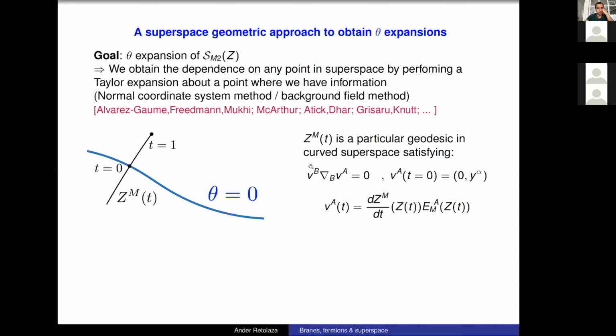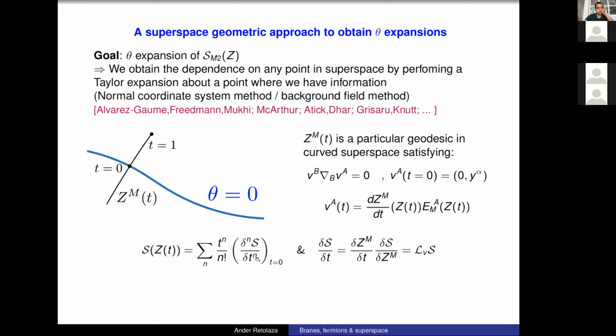As I said, this has to be a geodesic, and that's very important. I want a geodesic that has a tangent vector at this point, at theta equals 0, that's pointing only in Grassmann coordinates. So there's no component in bosonic directions, but this vector is uniquely pointing in Grassmann coordinates. Now I can do a Taylor expansion in the parameter t that parameterizes my geodesic, and I want to obtain the value at t equals 1 for this superfield.